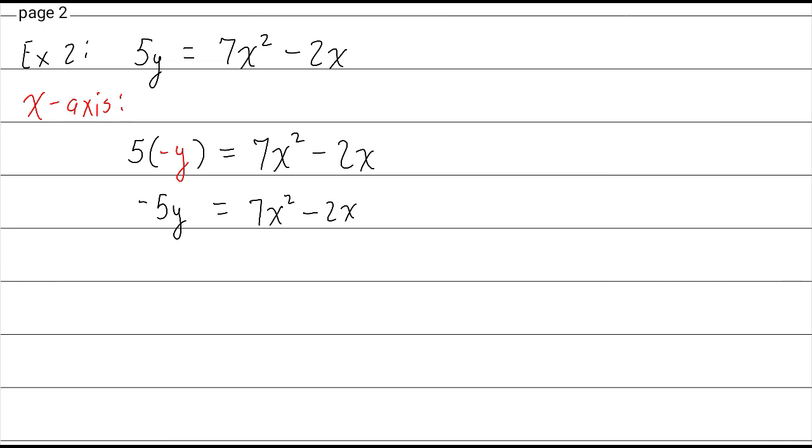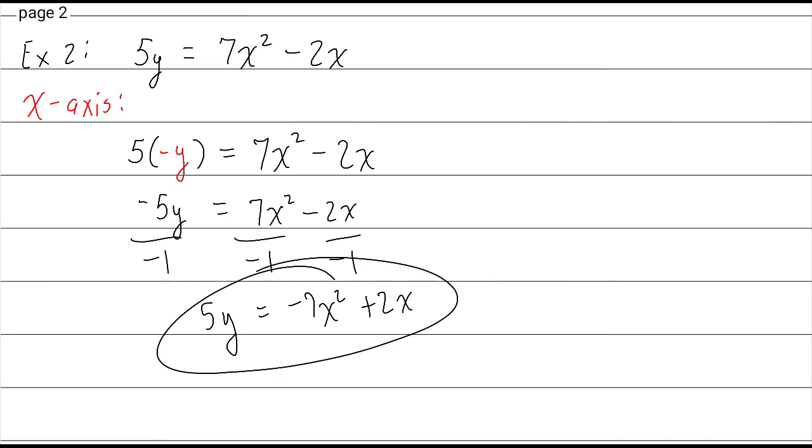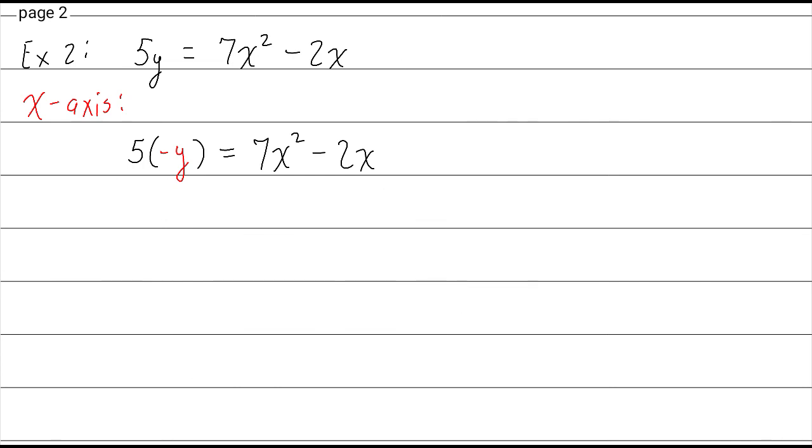Even if I went through and divided everything by negative 1, that'd give me a positive 5y, but then that changes 7x squared and negative 2x to positive, right? So even this is not the same, right? So nope, we don't have any symmetry there.